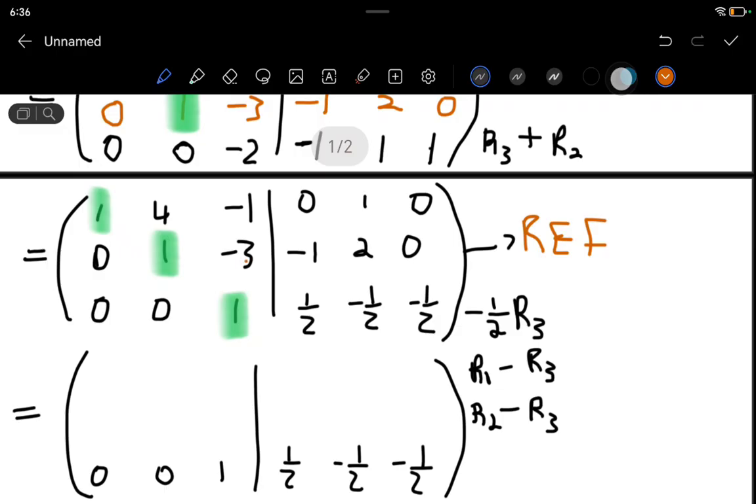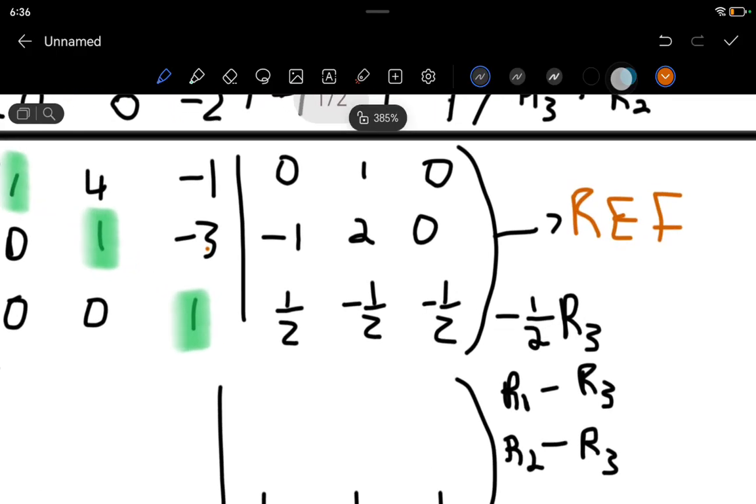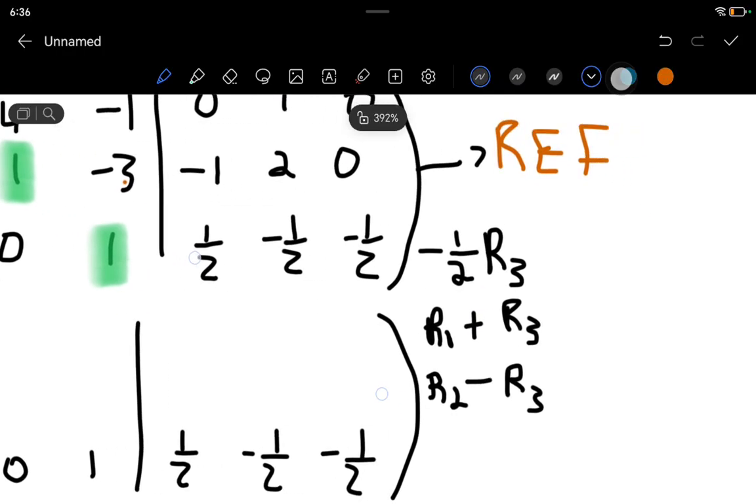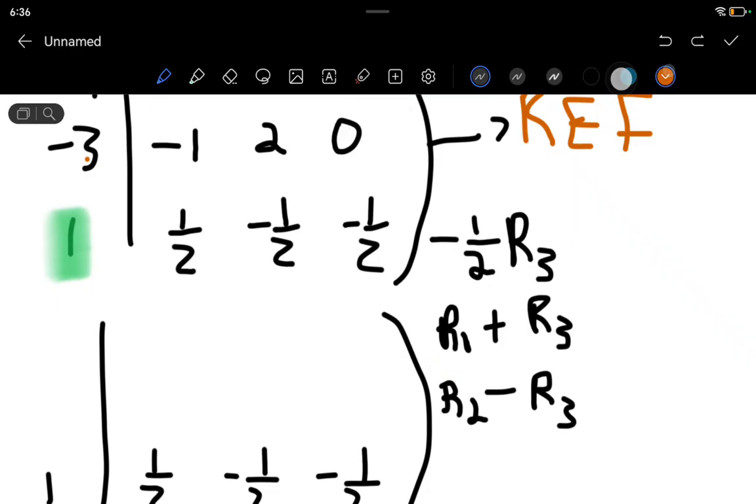So now let's see. We want to change this to a 0. I'm going to check the constants first. The constant of row 1 here is 1. The constant of row 3 is 1. The constant of row 1 is minus 1. So I'm going to take this constant, give it to row 3. Take this, give it to row 1. So this one is going to become plus. Then the constant of row 2 is minus 3, and this one is 1. So I'm going to take this minus 3, give it to row 3. Take this, give it to row 2. So this will become plus 3.